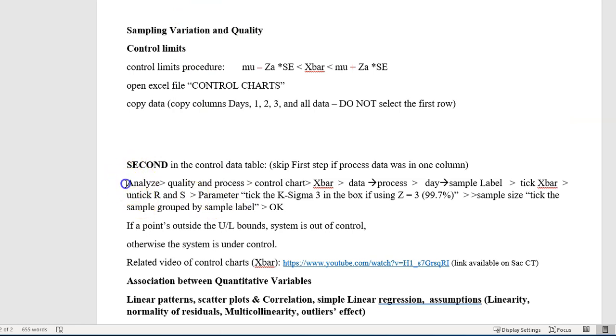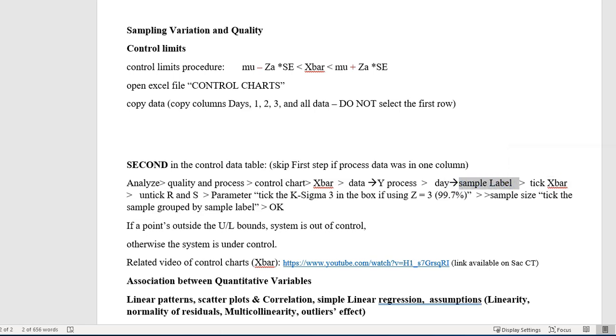Okay, so go to analyze, quality and process, control chart, XBAR, and XBAR chart, of course. The JMP interface has changed a lot, so this is quite old. Data goes to the process. Right now it's Y. Previously its name was process. And day goes to sample label previously. Now what's its name now? Let me find it. Subgroup, yes. So let me change that to subgroup.